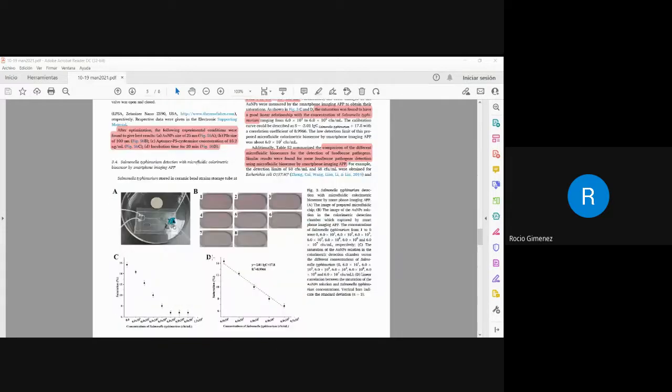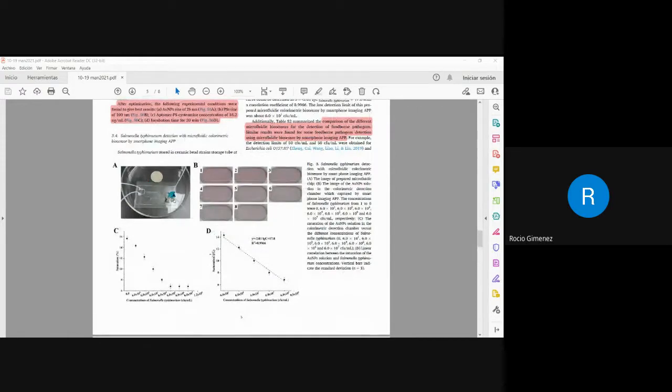So under optimal conditions, different concentrations of Salmonella were detected using this microfluidic biosensor by a smartphone imaging app. The red color of the gold nanoparticles changed from deep to shallow when the concentrations of Salmonella increased. The saturation was found to have a good linear relationship with the concentration of Salmonella. Similar results were found for other foodborne pathogen detection methods using different microfluidic biosensors. However, this developed microfluidic sensor has a shorter detection time.